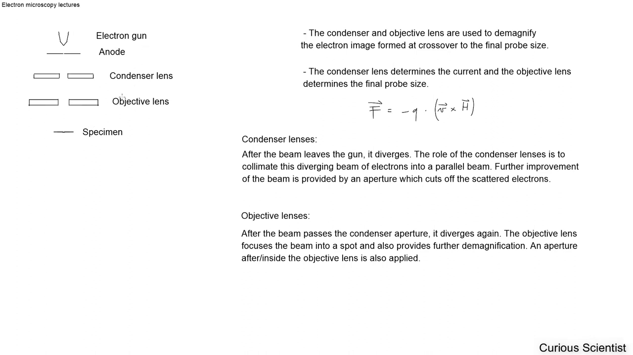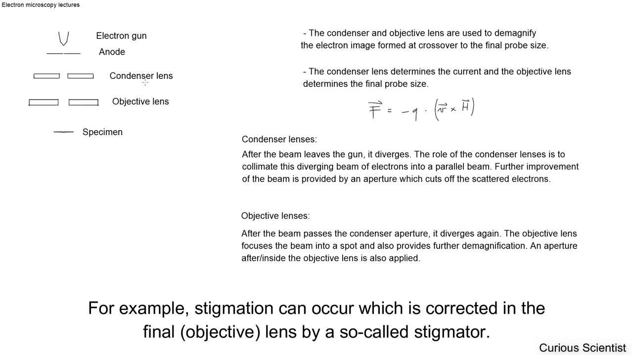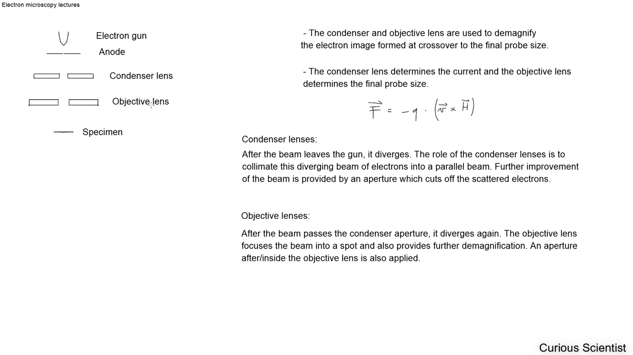And then there is also some other magnetic optics, for example for the scanning and so on, for correcting different kinds of optical errors, because these lenses also have optical errors. So these are just the main two things which we are going to check in this lecture. And then finally you reach the surface of the specimen. So what you have here is these condenser and objective lenses.